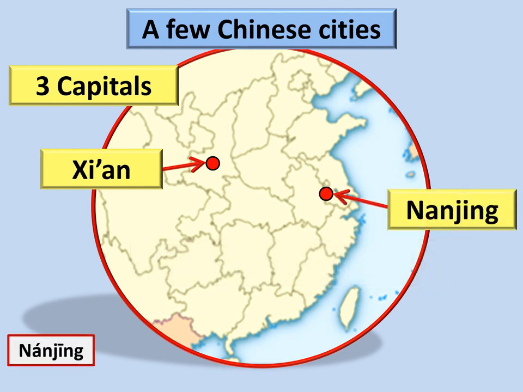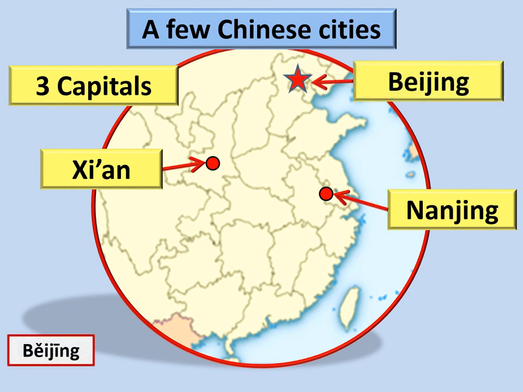Nanjing was the capital during the rule of 8 imperial dynasties, starting around 1,800 years ago. It was also the capital of the Republic of China during several periods. In the West, we used to call this city Nanking. Beijing is both a past and present capital city. We used to call it Peking. Beijing is also one of the municipalities that are not part of any province.